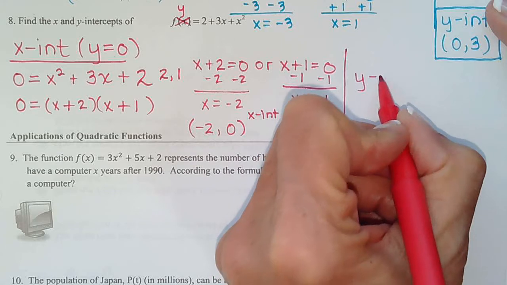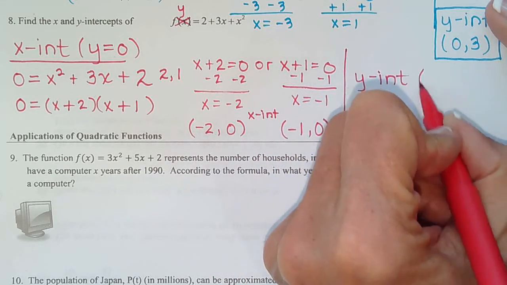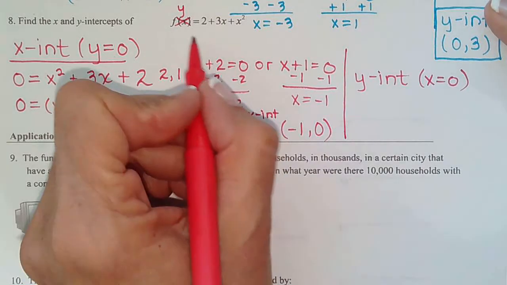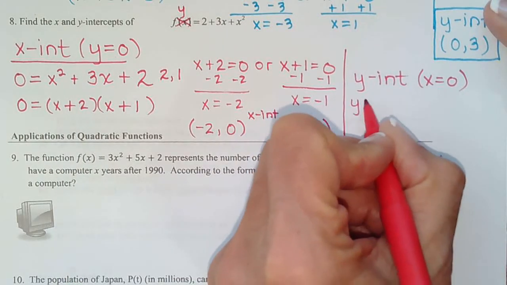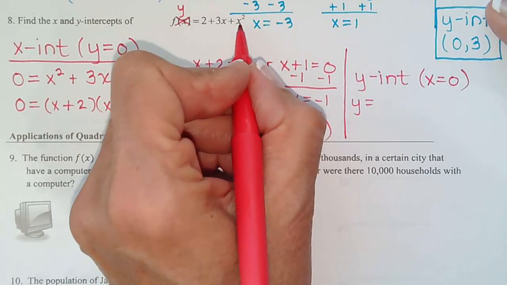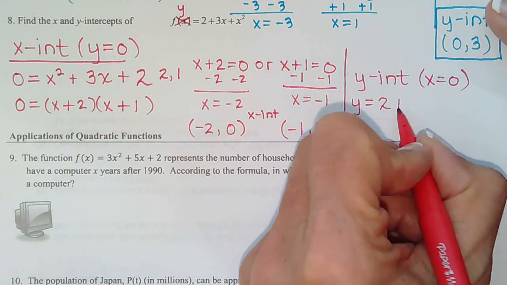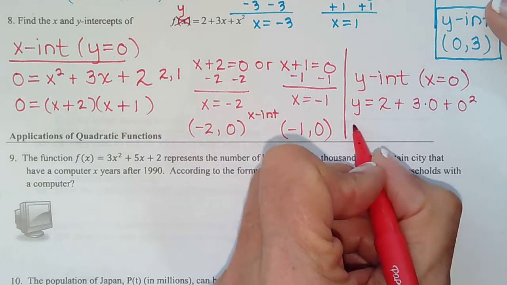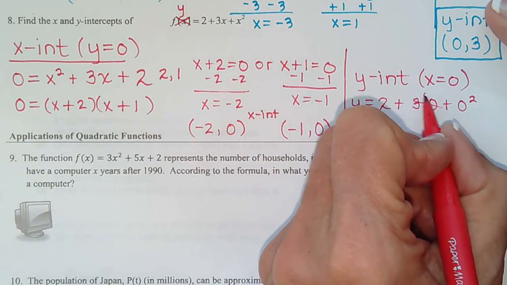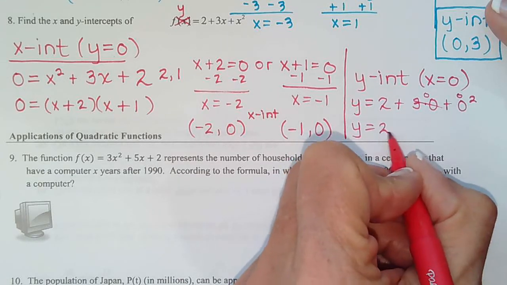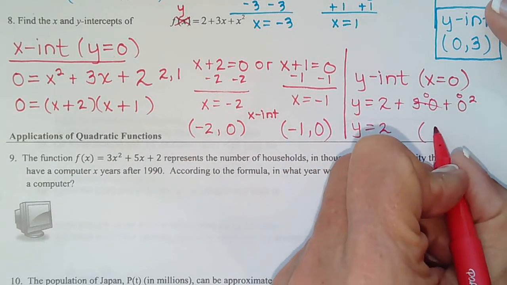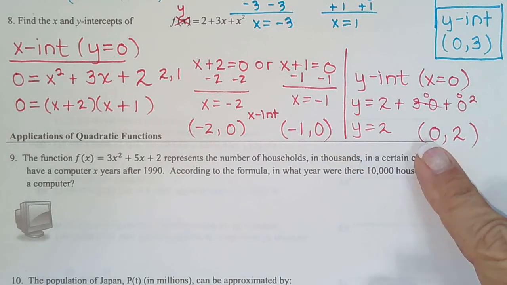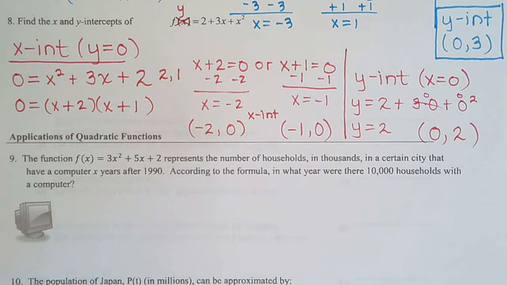And you guys already did this in the prerequisite chapter, so hopefully this is a good review for you. So y-intercept means make x 0. So go up to your equation, and everywhere you see an x, make it 0. 2 plus 3 times 0 plus 0 squared. So 2 plus 0 is 2. So my y-intercept is x is 0, y is 2. Make sure and keep it in the right order. x is first, y is second.